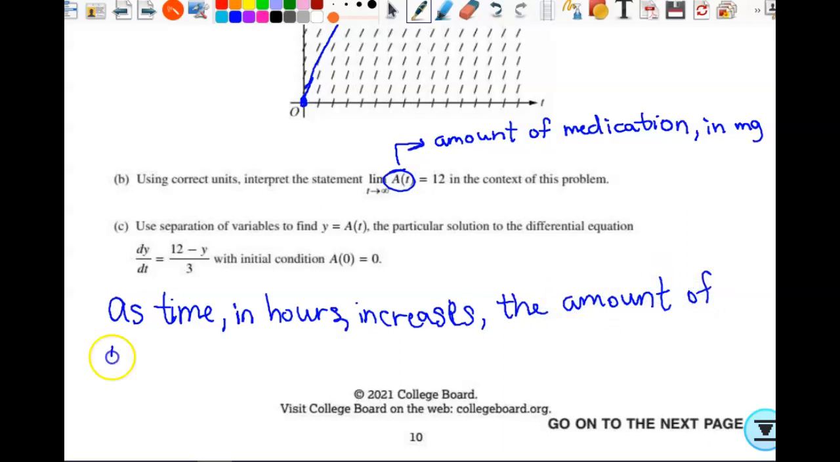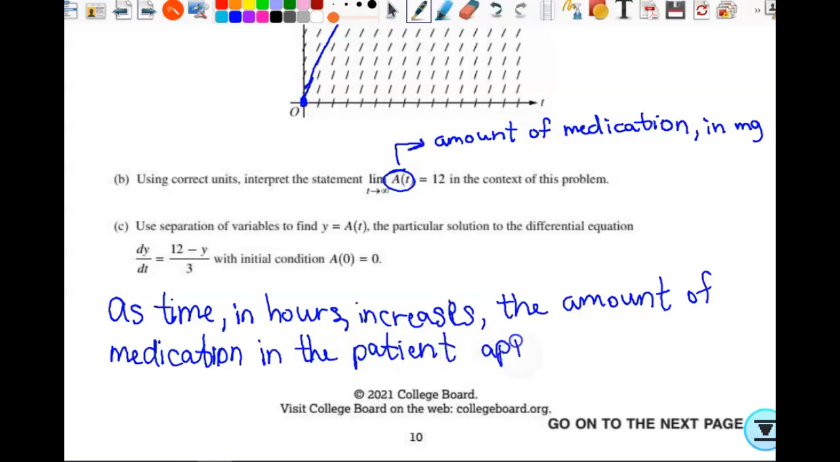So as time in hours increases, the amount of medication in the patient approaches 12 milligrams. Everybody okay with that?